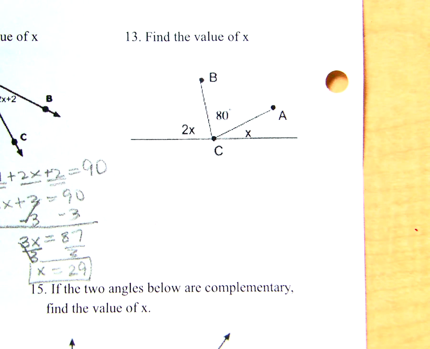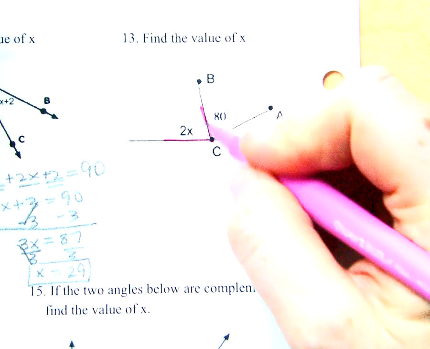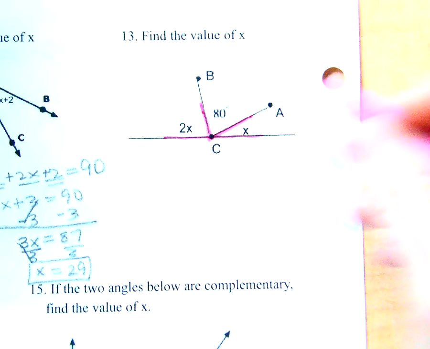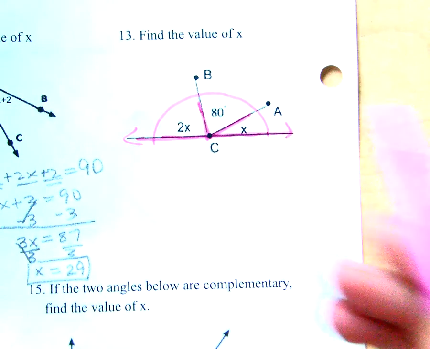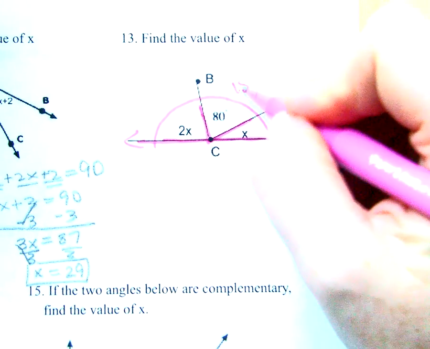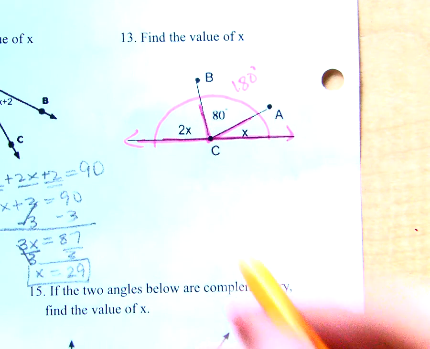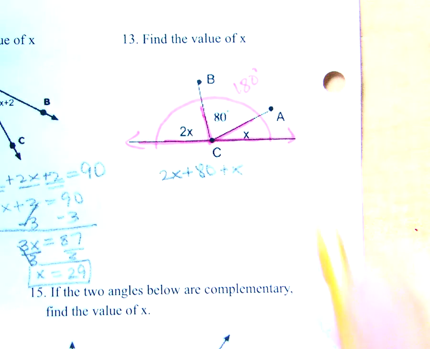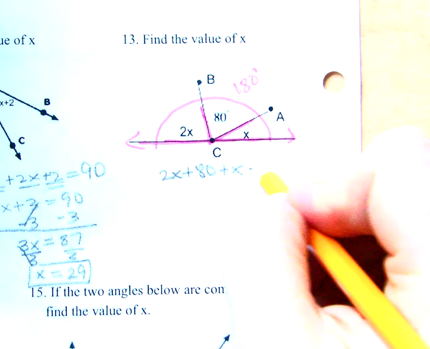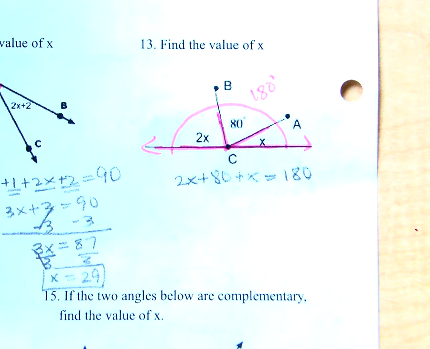One more in this angle relationships section, and when I look at these angles all together, I see here's one, and here's one, and all together they make this line, right? So all together we have 180 degrees between them. So when I set up my angle relationship, it's going to look like 2x plus 80 plus x is equal to 180 degrees. I'm going to pause for just a moment.